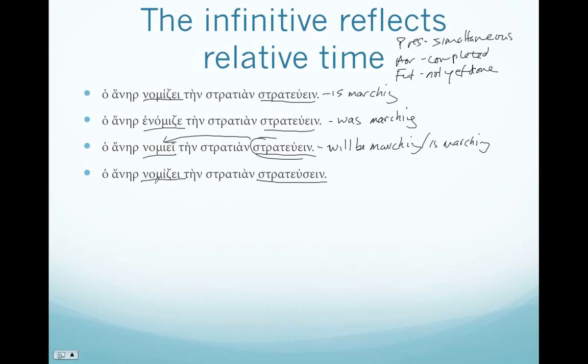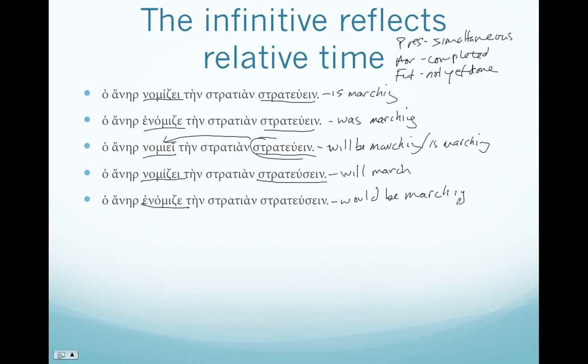Here with the future infinitive, the man thinks that the army will march. Past tense main verb, the man thought, was thinking that the army would be marching. And with the future, the man will think that the army will march, but in the future in relationship to this future thinking.